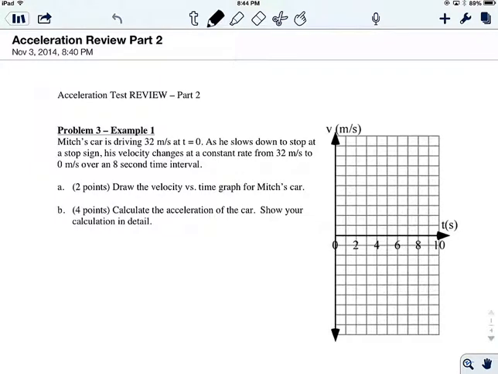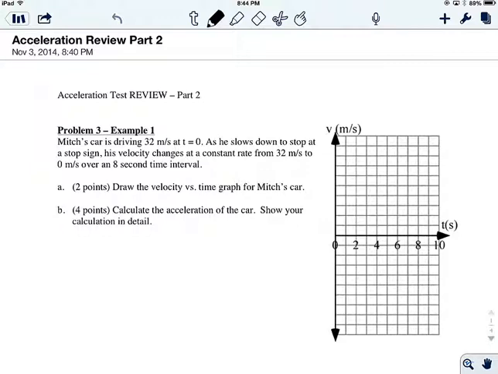All right, guys. So this one is going to be problem 3, example 1. Just like yesterday, you should watch this video and then try example 2 on your own, and then check up front for the answer key. Okay, so now let's take a look at this.